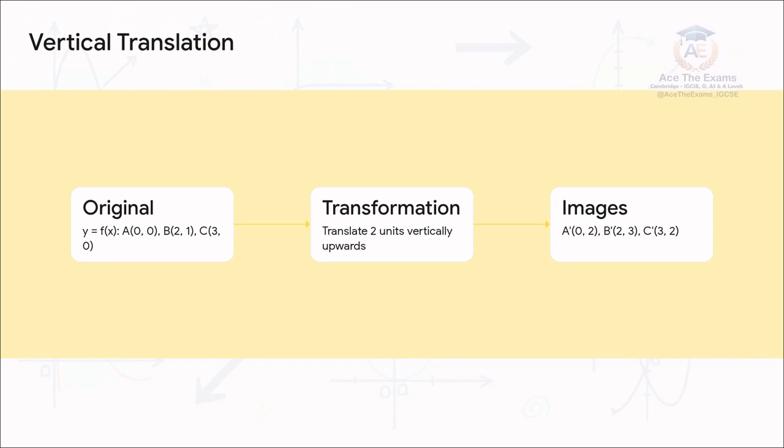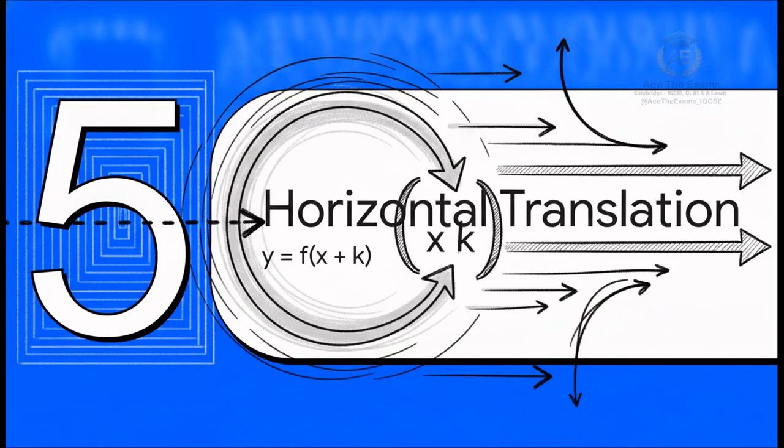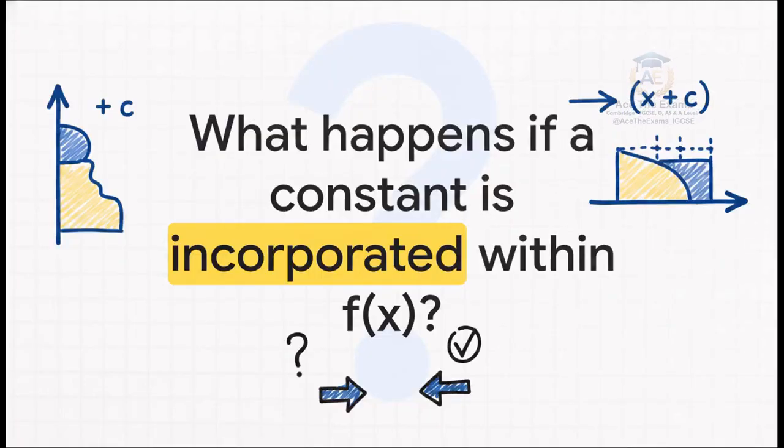Easy, right? Section 5. Now it gets a bit trickier. Horizontal shifts. So moving up and down was perfectly logical. But what happens if a constant sneaks inside the function's brackets? If an external plus 2 moves the graph vertically up in the positive direction, your intuition is probably screaming that a plus 2 inside the brackets, like f of x plus 2, will move everything to the right along the positive x-axis. But let's test that logic.